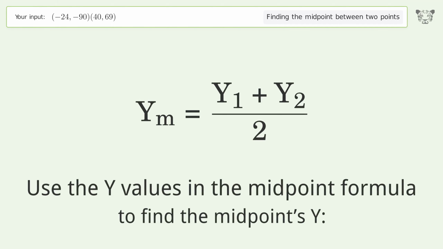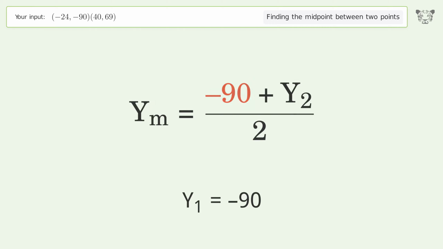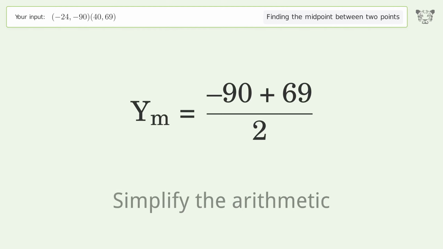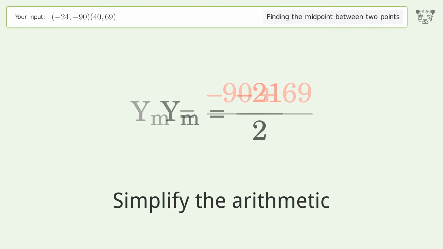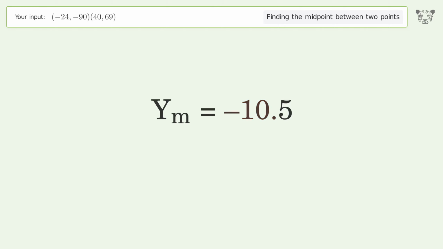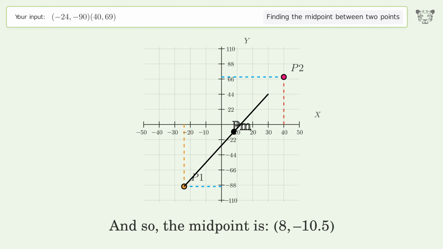Use the y values in the midpoint formula to find the midpoint's y. y1 equals negative 90. y2 equals 69. Simplify the arithmetic. And so, the midpoint is 8, negative 10.5.